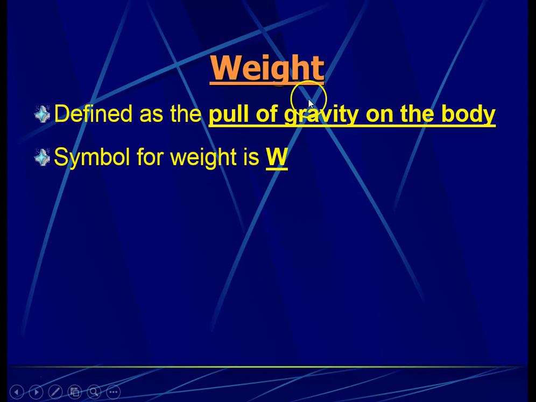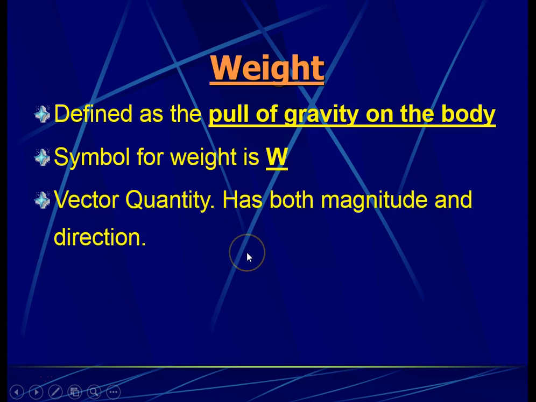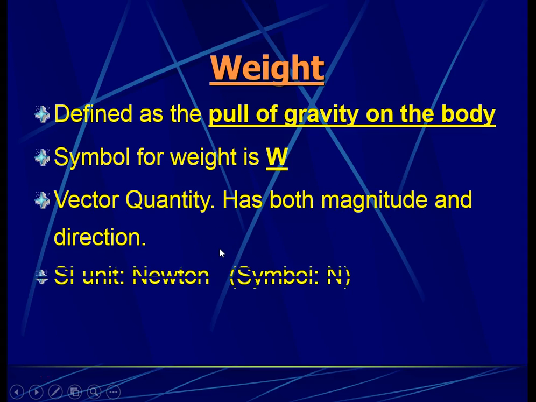Now instead of writing down weight, for us physicists, we sometimes like to shorten it, so we use a symbol, capital W, to represent weight. Take note as well that weight is a vector quantity, which means that it has both magnitude and direction. And lastly, the SI unit for weight is none other than the Newton, with the symbol capital N. So do take note that when we are writing down the symbols for weight and the unit Newton, both of them have to be in capital letters.